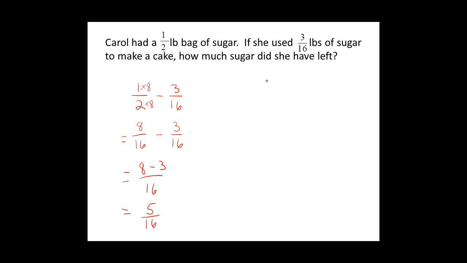So our answer to our question is 5/16 of a pound of sugar left. So after Carol baked her cake, she had 5/16 of a pound of sugar left.